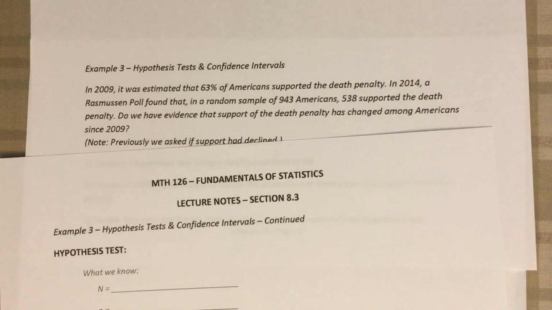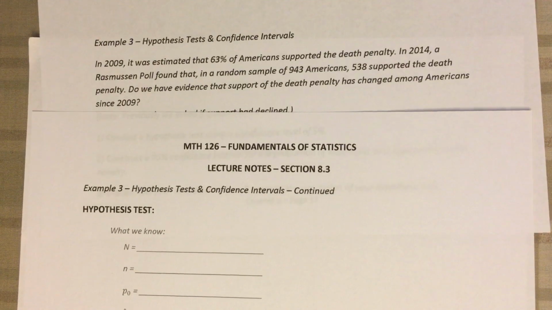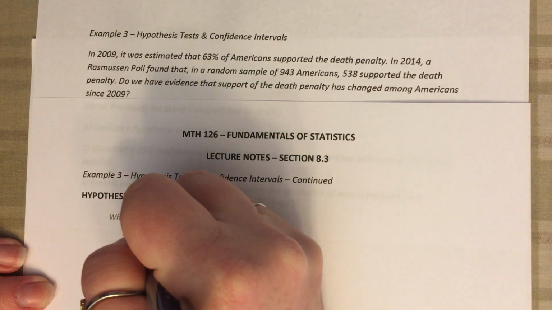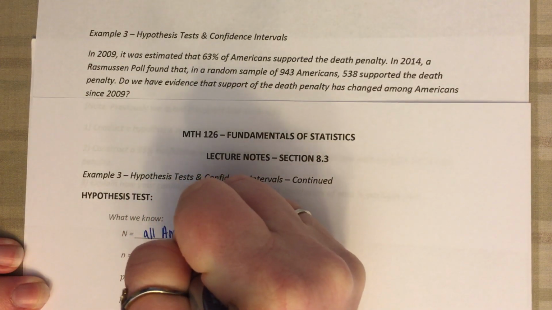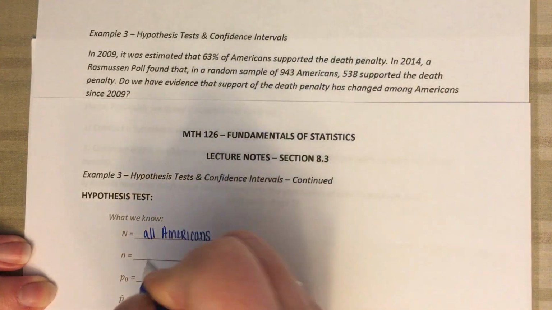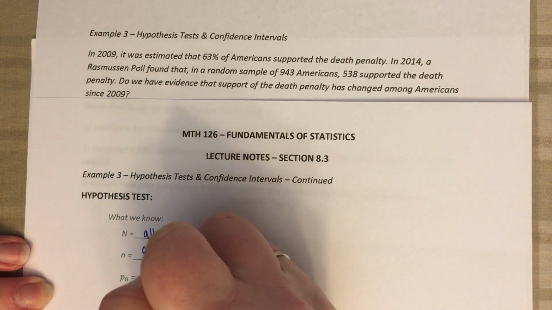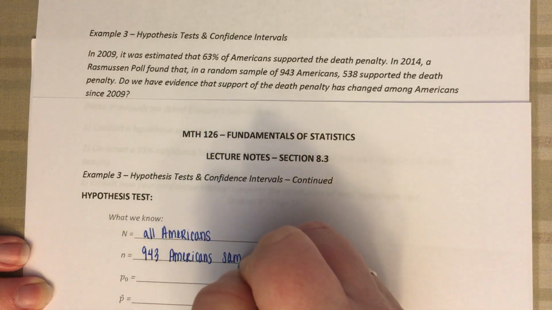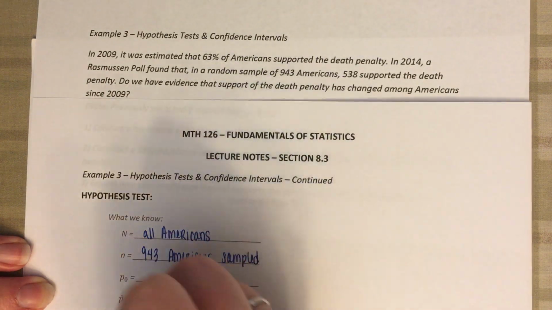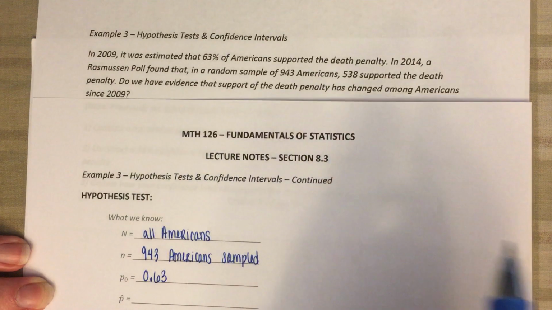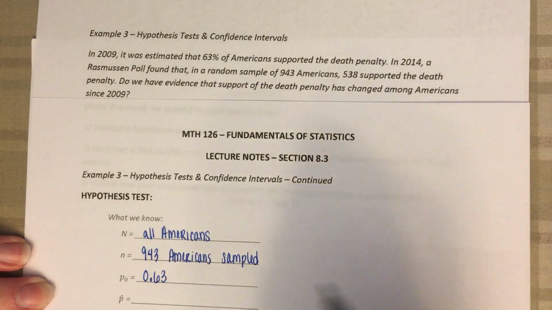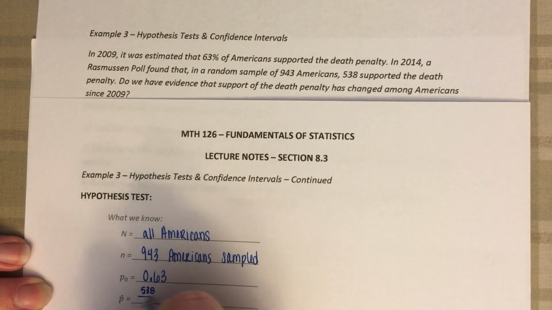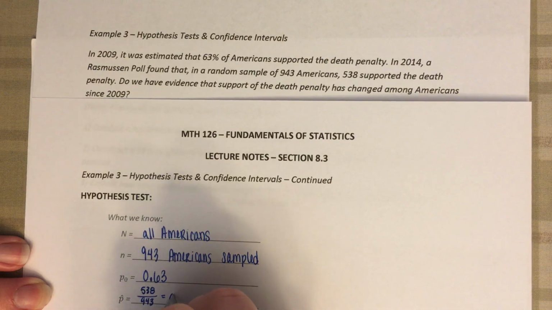Okay, so to start with our hypothesis test, I'm going to do this so that we have all of our information here. What we know: our population is all Americans. Our sample size is 943 Americans that were sampled. Our P-naught is 0.63, that's the original estimation. And our P-hat is 538 divided by 943, which gives us 0.57.